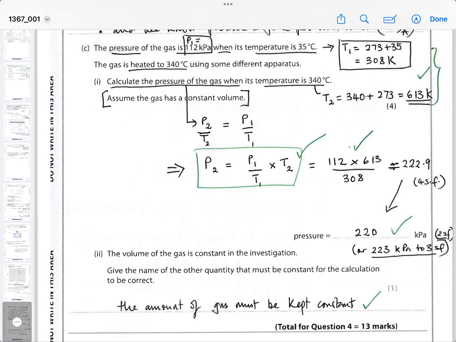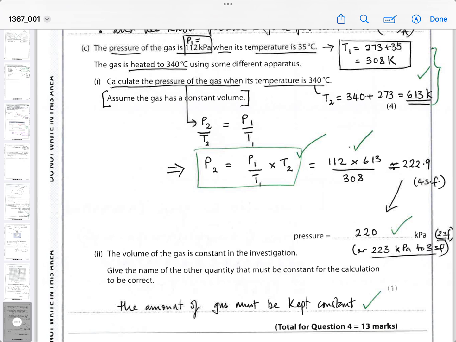So that to 4 significant figures, 1 decimal place gives you 222.9. So 223 to 3 significant figures, but you should only include 2 probably. I would accept 3 because they've given the initial pressure as 112 kilopascals, which is 3 significant figures. So maybe the best way is to include 3 significant figures in your answer.